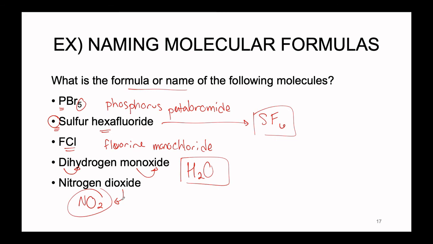So if we know the prefixes, if we're explicitly given the prefixes, again, we know exactly how many of each element need to be present inside of this chemical formula. It's actually a much more straightforward way for writing and naming things as opposed to the ionic method.